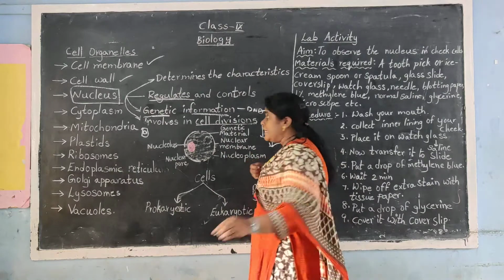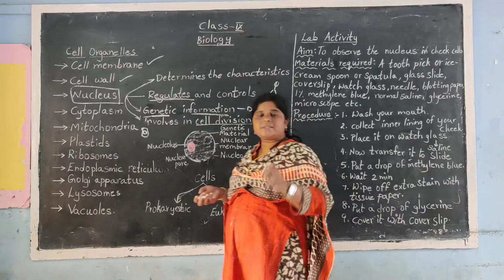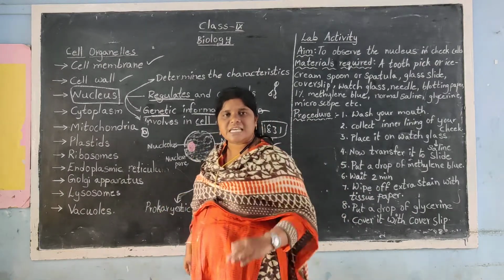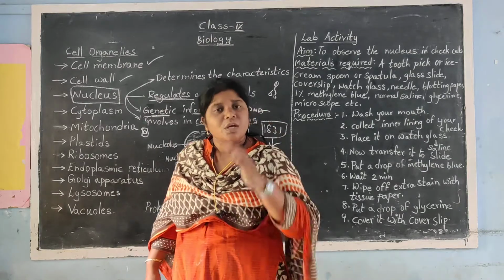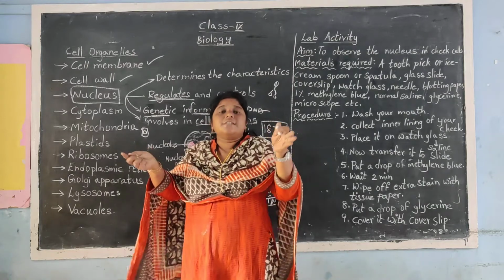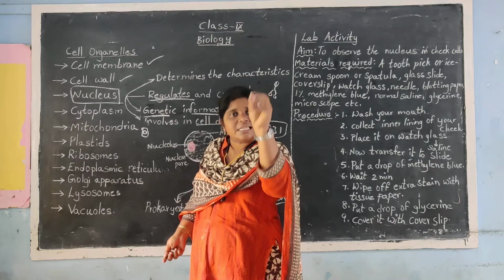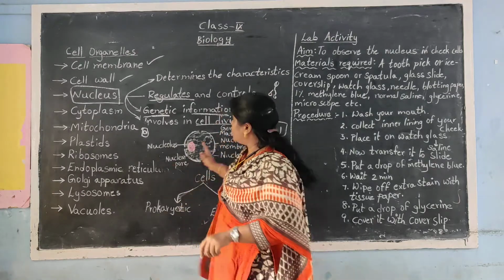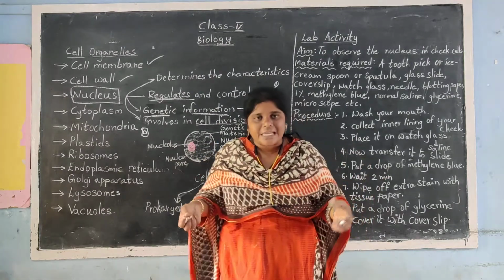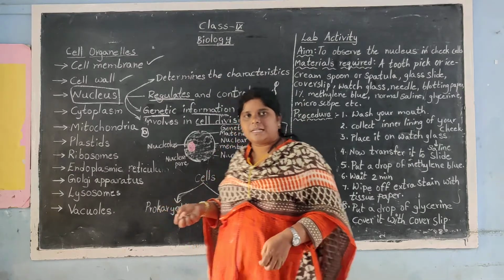You all know that each and every cell has to divide. 1 divides into 2, 2 divides into 4, 4 into 8, 8 into 16, 16 into 32, 32 into 64. Like that, the division goes on for a multicellular organism to form. So this needs cell division. That cell division is undergone with the help of the nucleus. First of all, the nucleus will divide. So we can say that the nucleus is the cell organelle where cell division occurs.